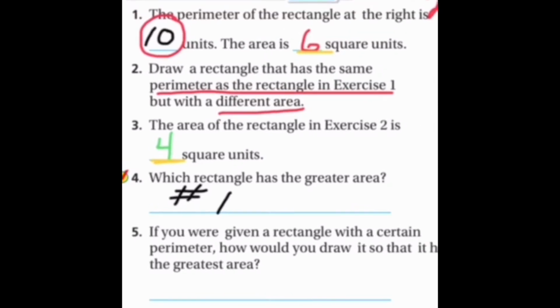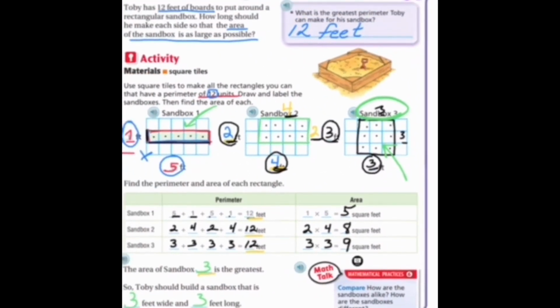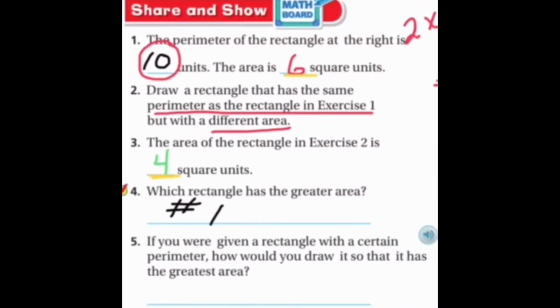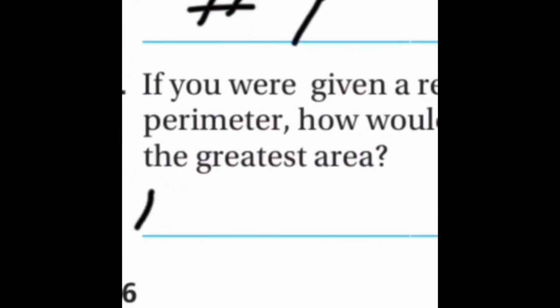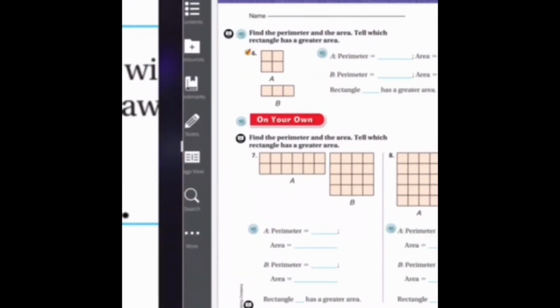And question 5. If you were given a rectangle with a certain perimeter, how would you draw it so it has the greatest area? Well, let's go back here, and we talked about that. If we want the greatest area, that's always going to be a shape that is a square. Okay, long and skinny, small area. Square, bigger area. So, how would you draw it? Draw a square. Period. All right, let's look at the last problem.